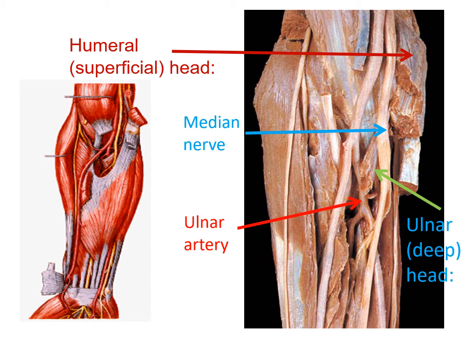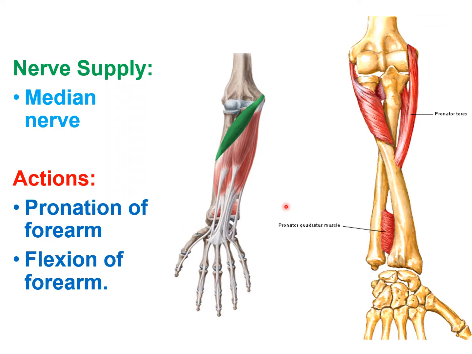Also, this is the ulnar artery which is passing deep to the deep head of pronator teres. The median nerve passes between the two heads of pronator teres, whereas the ulnar artery passes deep to the deep head of pronator teres. Talking about the nerve supply, the pronator teres is supplied by the median nerve. The pronator teres causes pronation of forearm, and since it crosses the elbow joint, it causes flexion of forearm at the elbow joint.